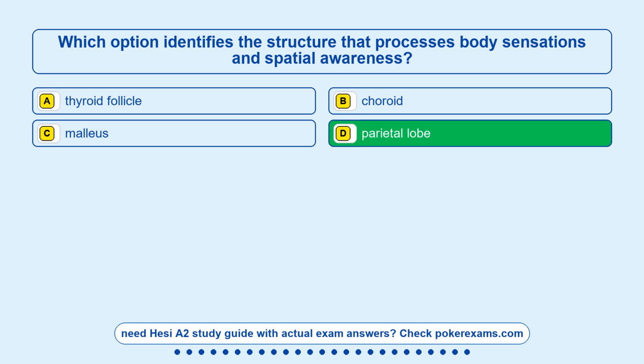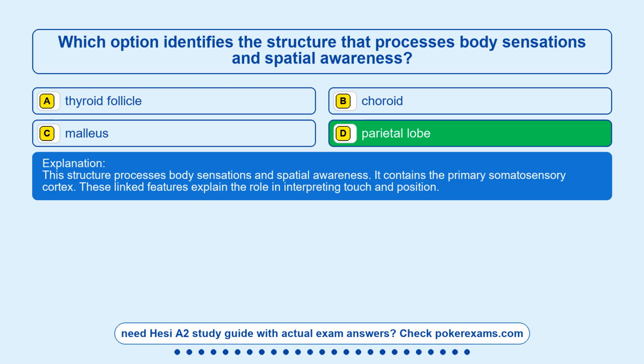The correct answer is option D, parietal lobe. This structure processes body sensations and spatial awareness. It contains the primary somatosensory cortex. These linked features explain the role in interpreting touch and position.